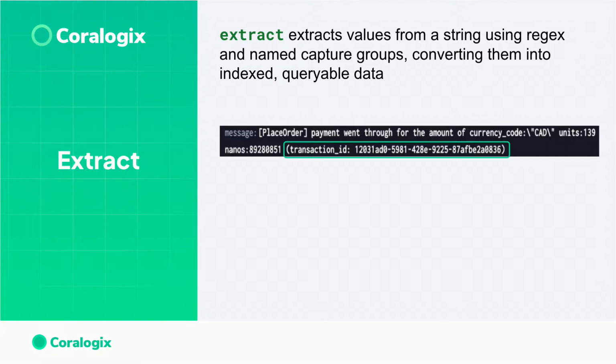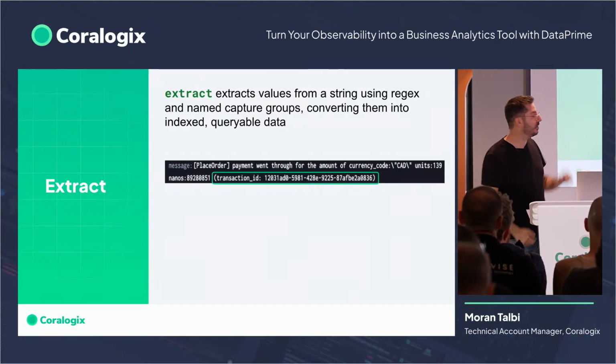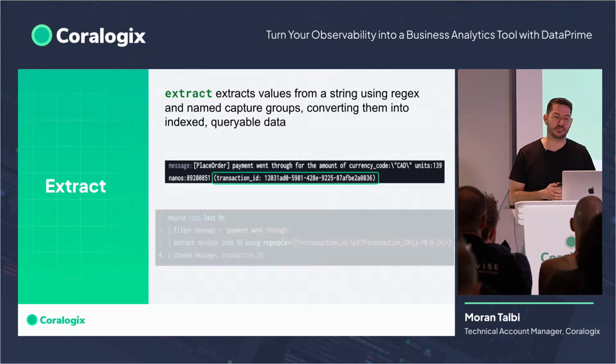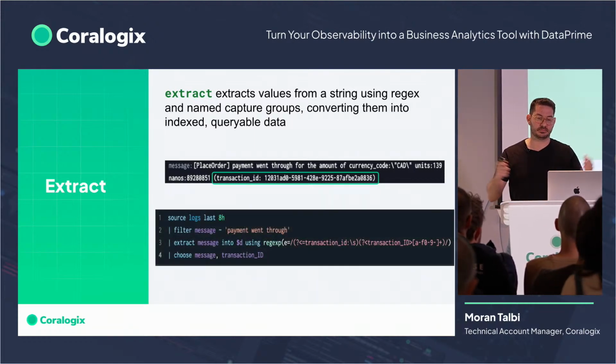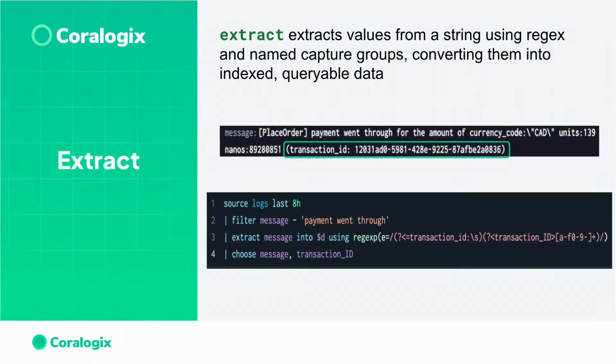But what I really would like to achieve here is to extract the transaction ID from my message into a separate field so I can actually see trends and do analytics. You remember search versus analytics? I can analyze how transaction IDs behave in a given period of time. And this is already how my query would look.